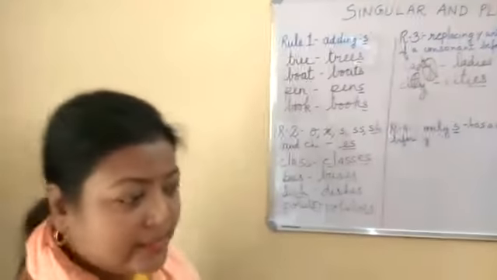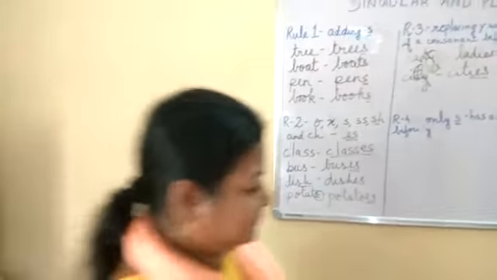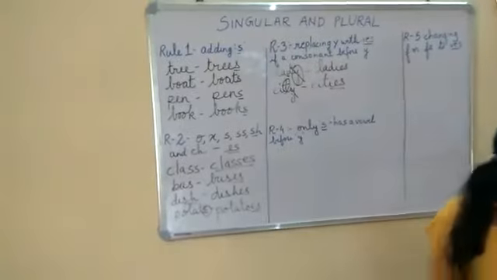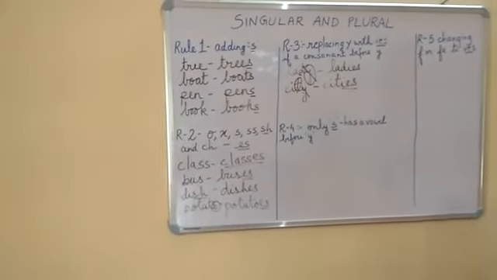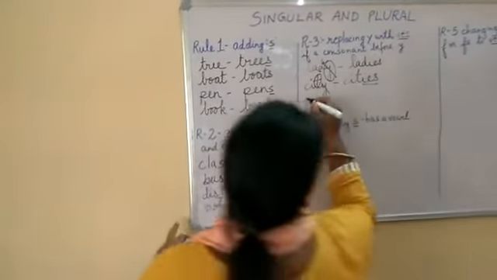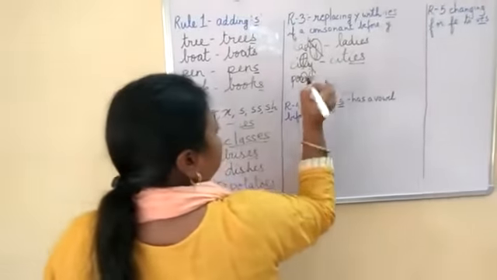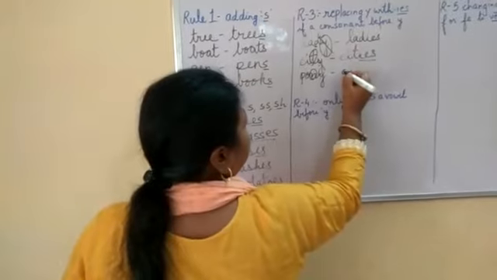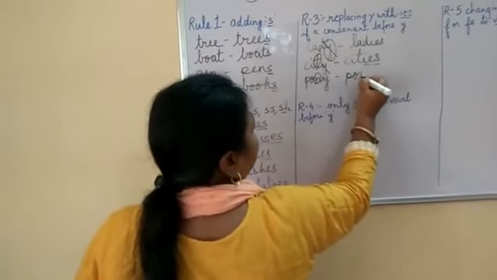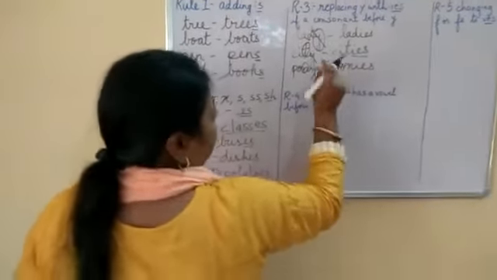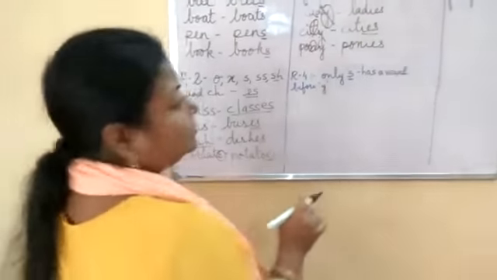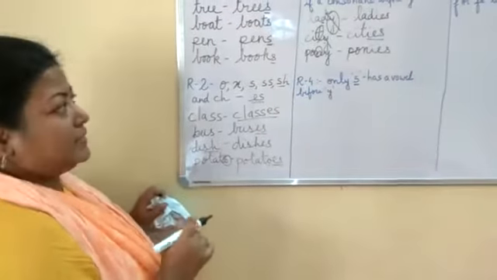I hope you are understanding what I am teaching. Another example we can see. Pony. Before Y there is a consonant. Therefore I am going to replace the Y. I am going to write IES.